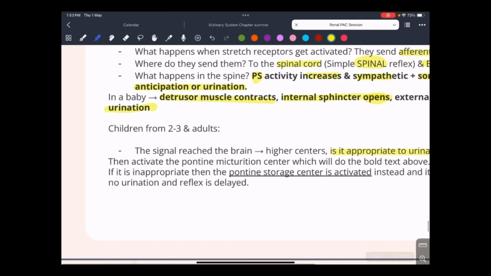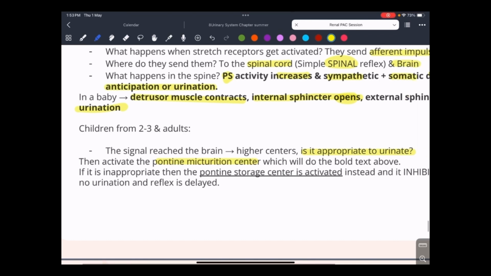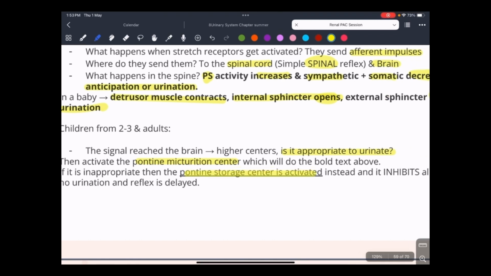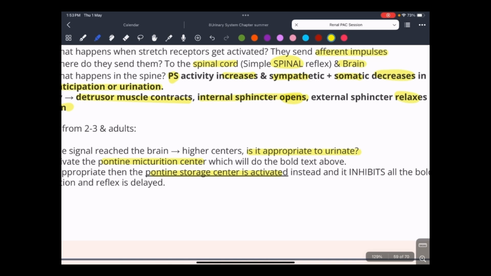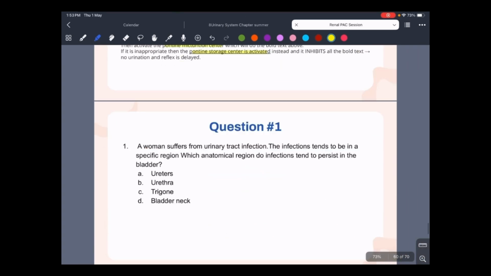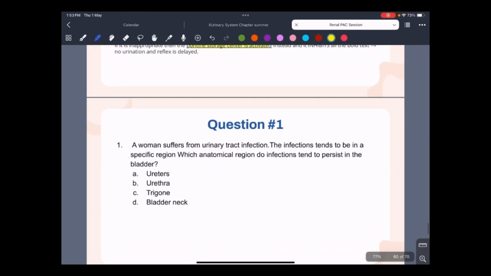If it is, then the pontine micturition center will activate. If not, then the storage center will activate and micturition will be inhibited. All right, let's go through our questions one by one.